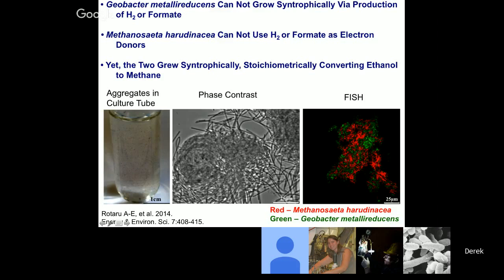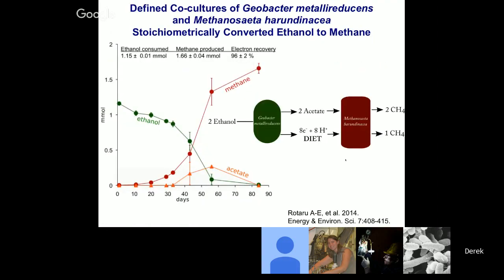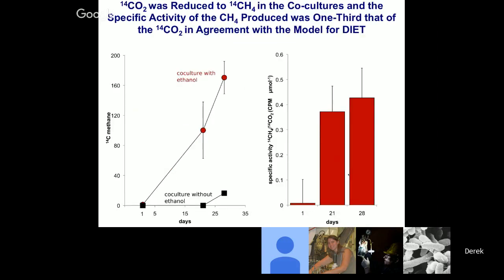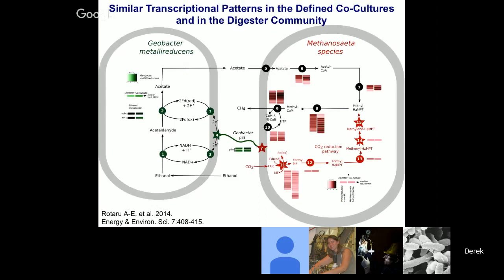So they're forming tight aggregates of the two microorganisms, and they're very effectively converting the ethanol to methane stoichiometrically with good electron recovery. So this means that the Methanosaeta has to somehow be using all these electrons that are released during the ethanol metabolism. And it clearly was using them because radiolabeled studies confirmed that radiolabeled carbon dioxide was being reduced to methane in agreement with the expected stoichiometry.